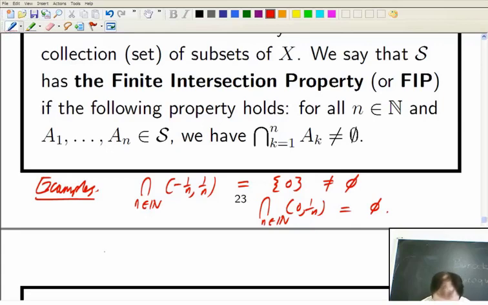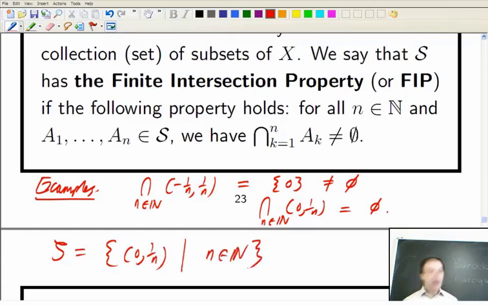So this collection of sets, S, curly S, equals the intervals from 0 up to 1 over n, such that n is a natural number, that has FIP, because if you intersect finitely many of those, you just get the smallest one, and that's non-empty. But if you intersect them all, you get the empty set. So that shows that FIP is an easier property to have. It's easier to have FIP than to have the property that the intersection of the whole lot is non-empty.